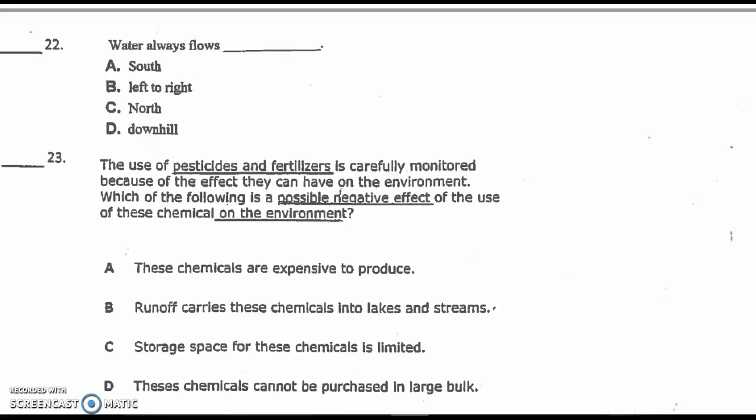Number 23. The use of pesticides and fertilizers is carefully monitored because of the effect they can have on the environment. Which of the following is a possible negative effect of the use of these chemicals on the environment? A. These chemicals are expensive to produce. B. Runoff carries these chemicals into lakes and streams. C. Storage space for these chemicals is limited. D. These chemicals cannot be purchased in large bulk.